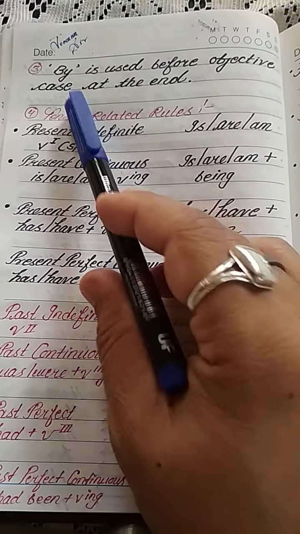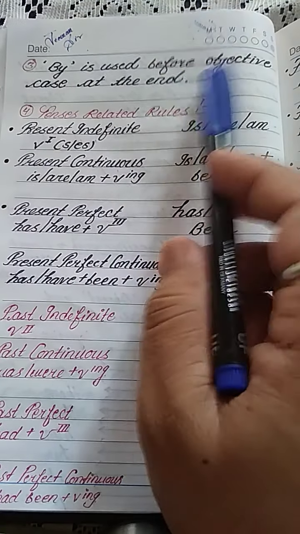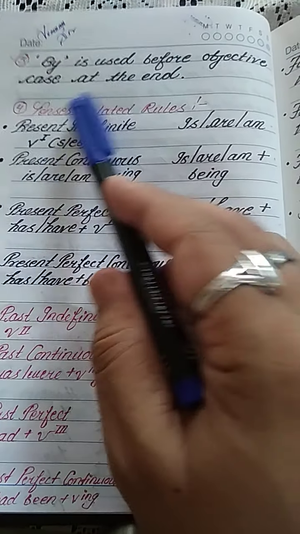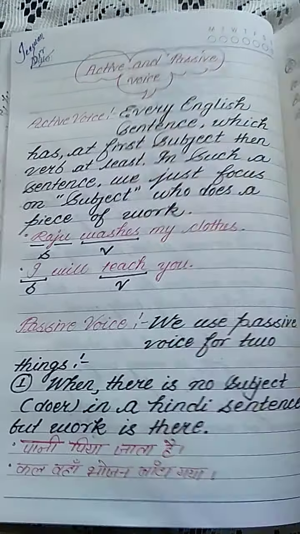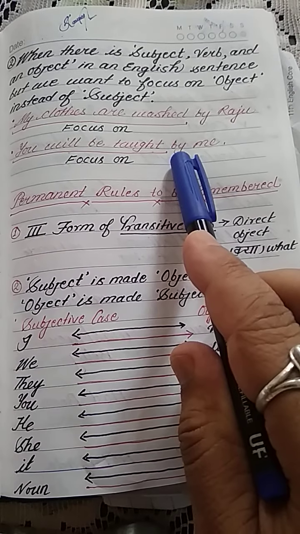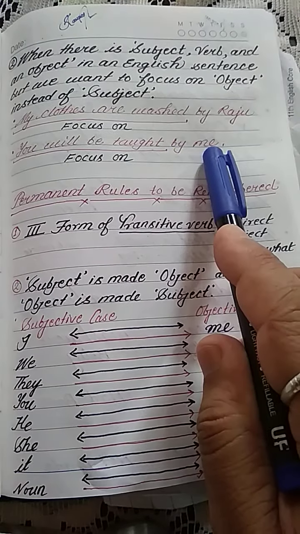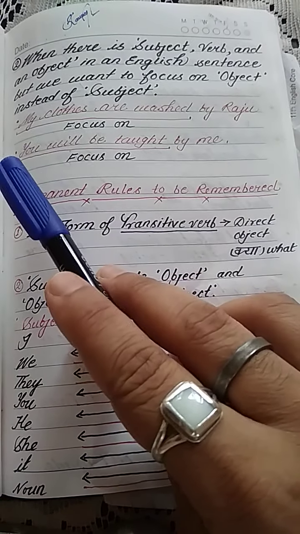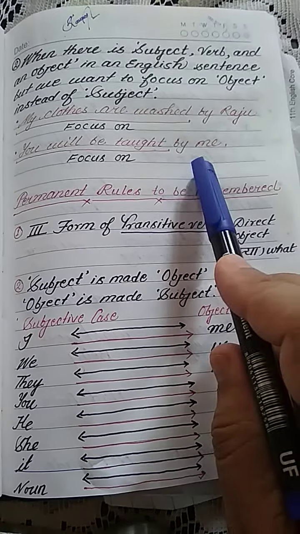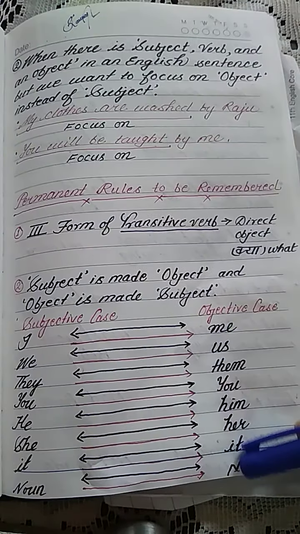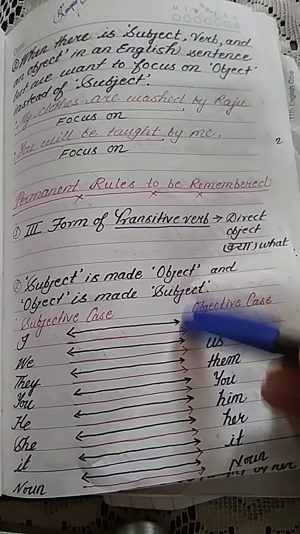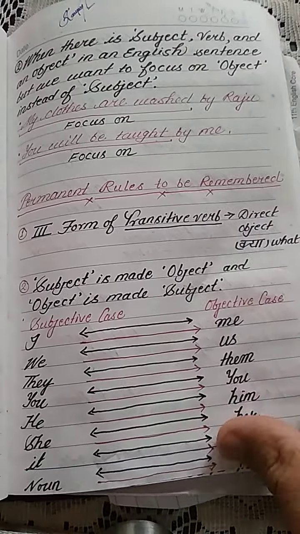Rule number three will be: "by" is used before the objective case at the end. Look here, we used "by". "By" is used at the end before the objective case. When you convert the subject into the object, just before it we will use "by" at the end. It is the third rule of passive voice.